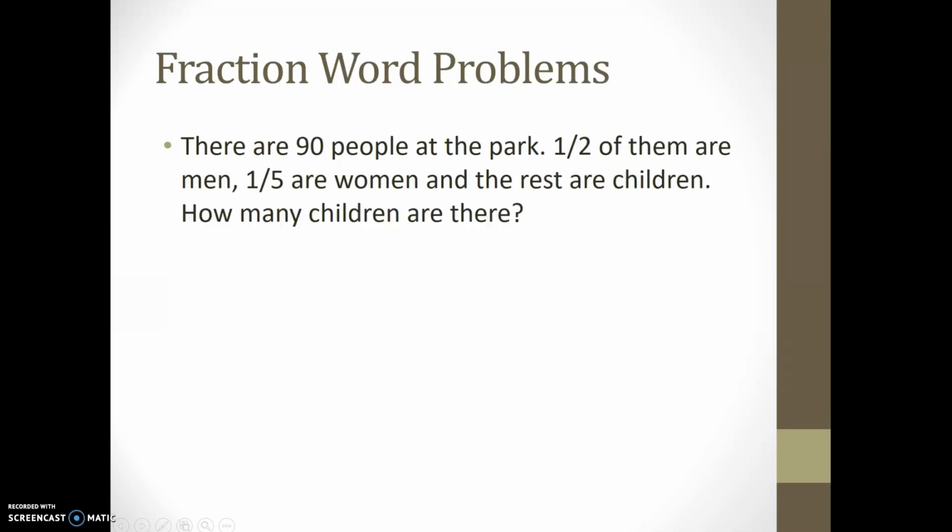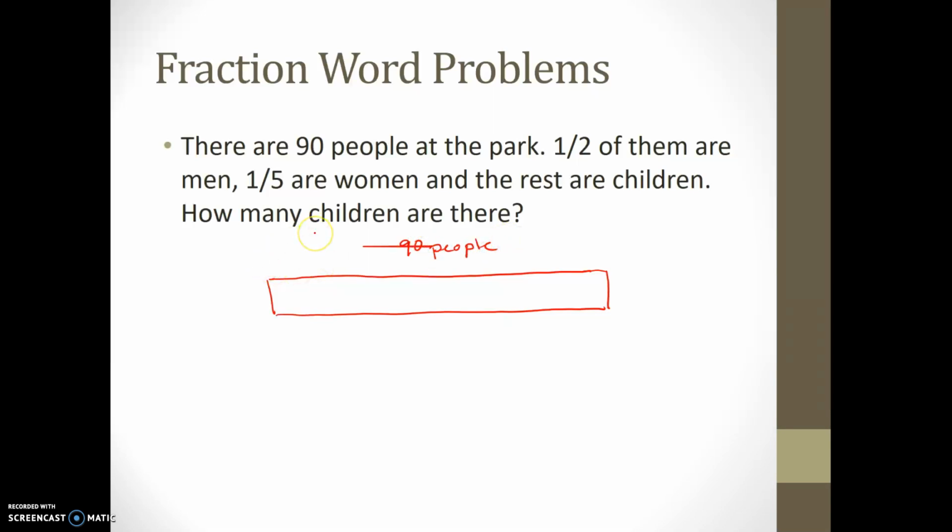Okay, let's try this one. This is going to be a fun one. There were 90 people at the park. Half of them are men. 1/5 are women. And the rest are children. How many children are there? So here's the thing. This is not an "of the remainder" problem, is it? It's just telling you that of these 90 people, some are men, some are women, and some are children.